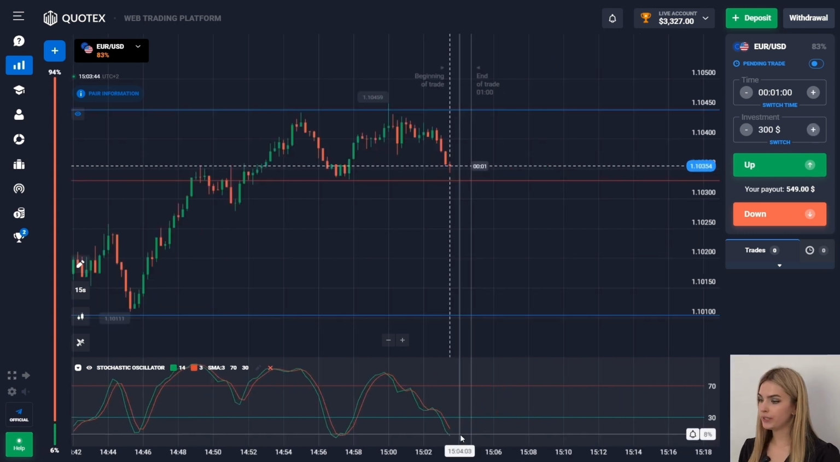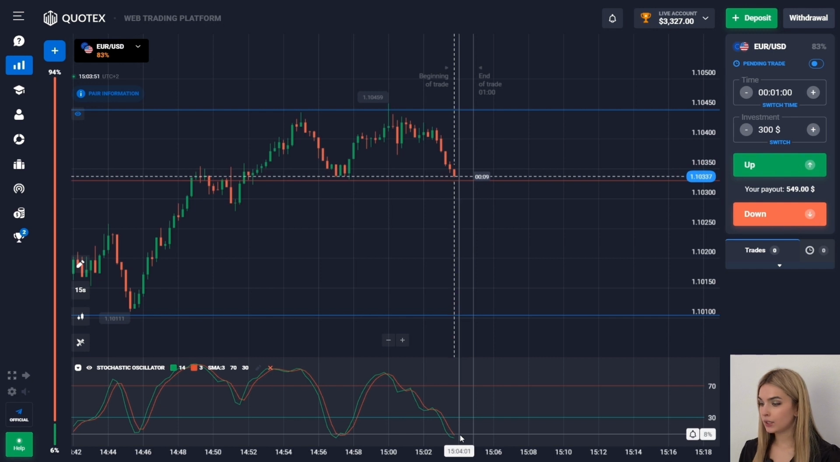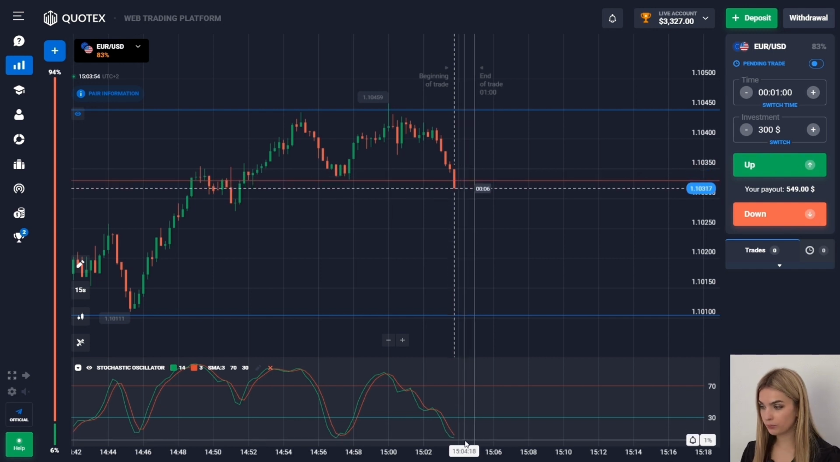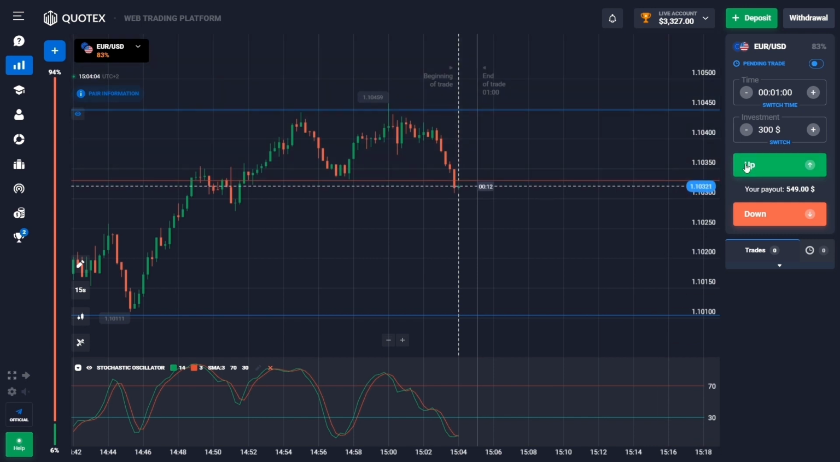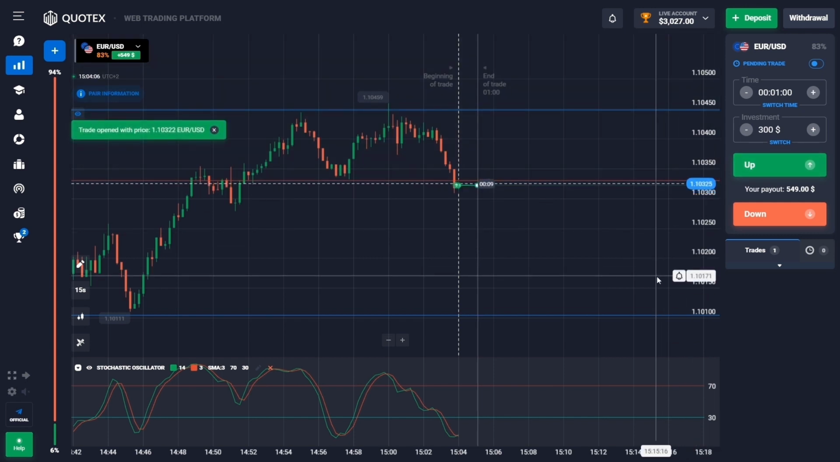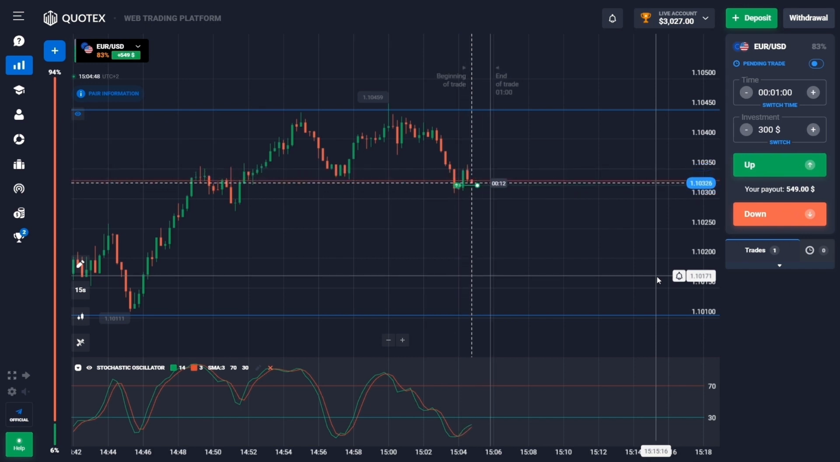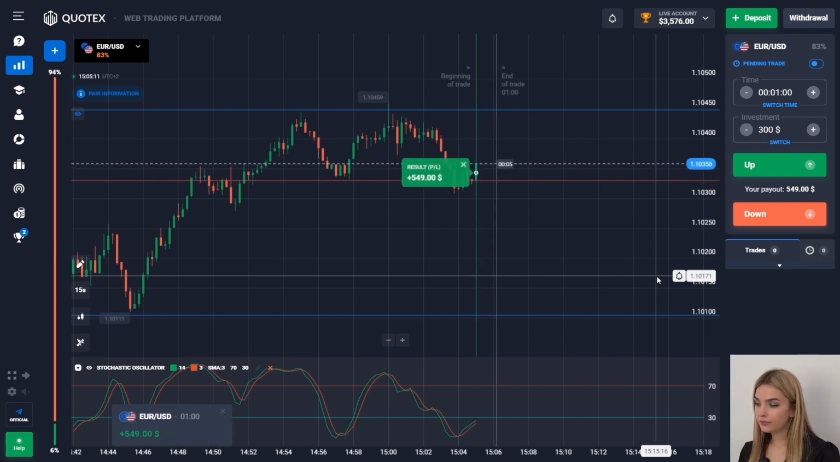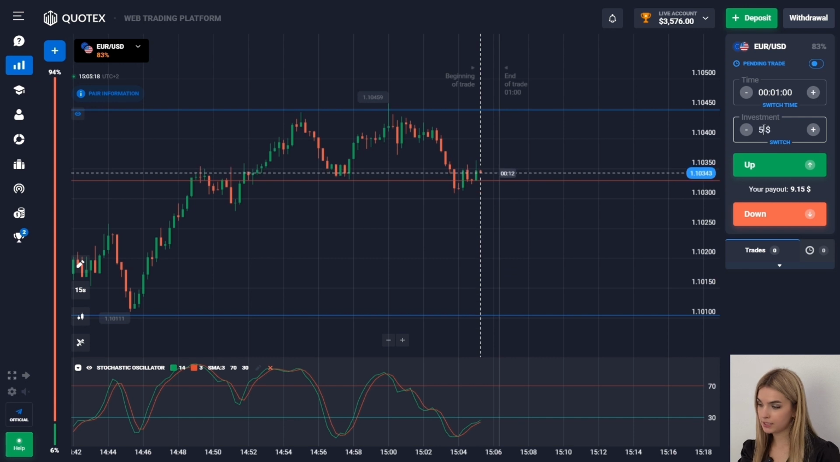Let's continue. We see that the price is being squeezed to the support level and the curves on the stochastic oscillator want to intersect. I'll wait until the intersection is more obvious, and now I can open a deal for $300 to go up. The transaction time is 1 minute. After a minute, we can make sure that my forecast was correct and the indicator helped us in this.